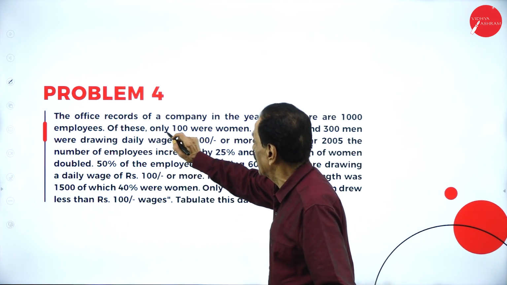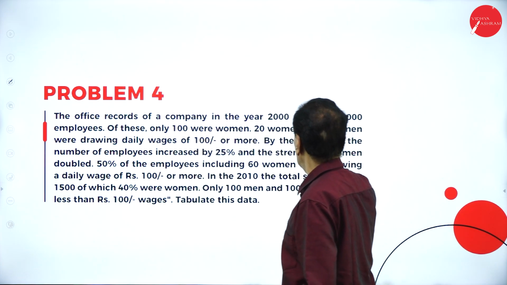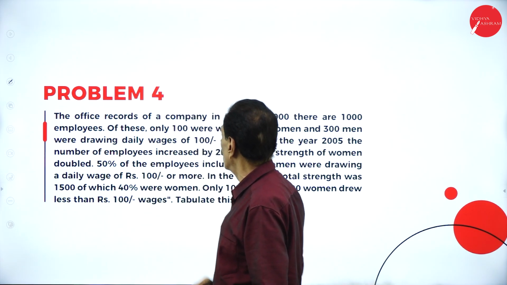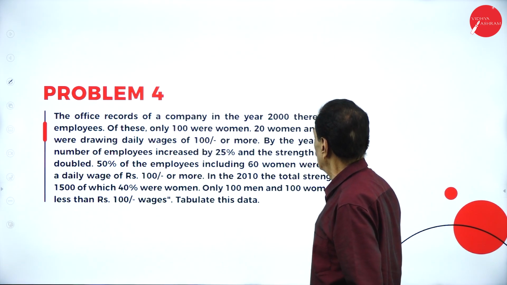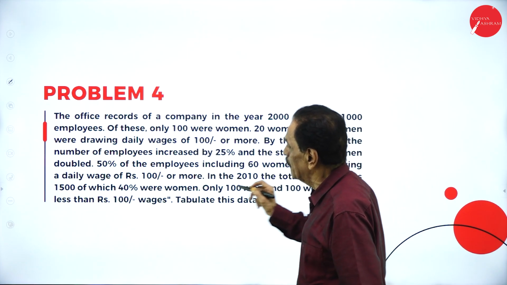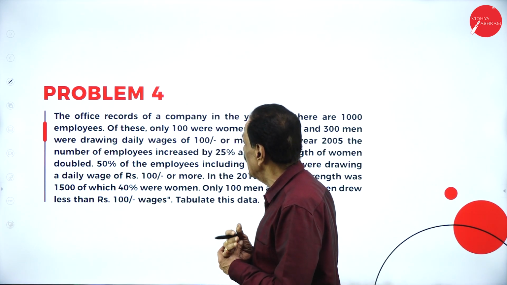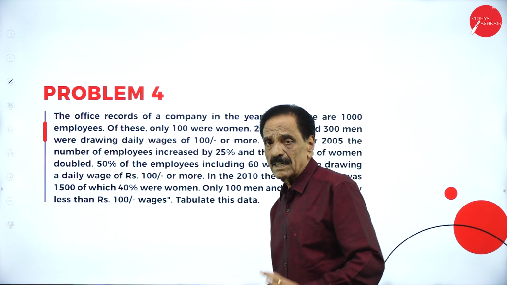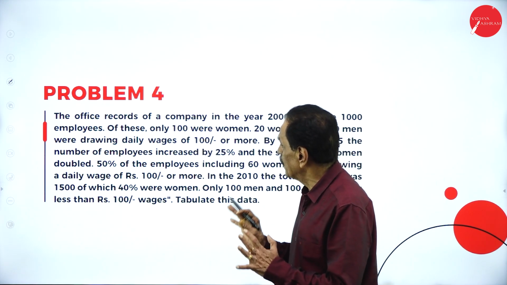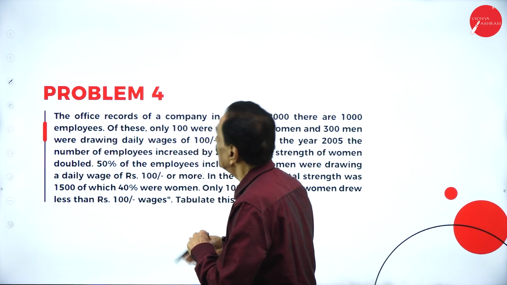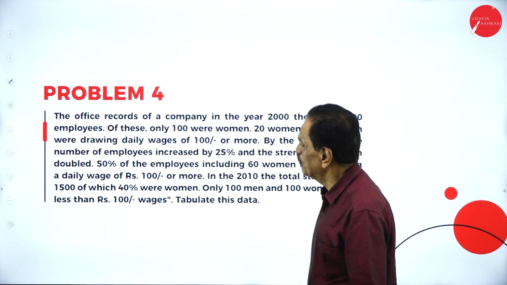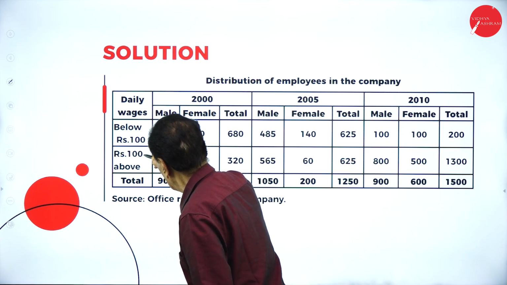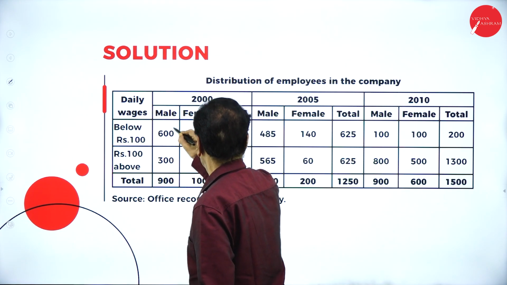The office records of a company in the year 2000 show there are 1,000 employees. Of these, only 100 were women. 20 women and 300 men were drawing daily wages of 100 or more. So here we have to separate how many draw wages below 100 and how many 100 or more. Steps have to be taken here. Daily wages below 100 rupees, 100 and above, total, male, female.